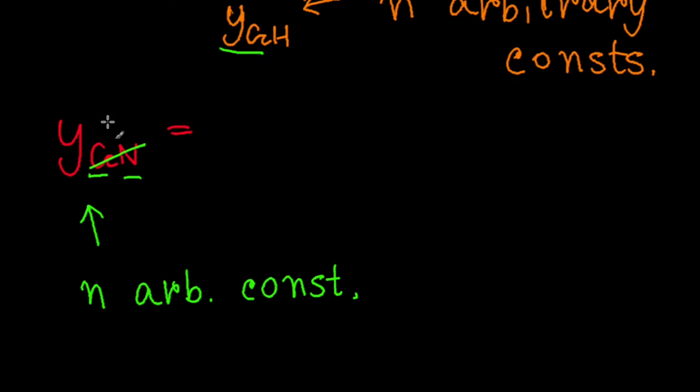Okay, let's forget about this. Let's call this another test solution. The way I'm going to form this is I'm going to add the general solution to my homogeneous differential equation with some non-homogeneous solution. I'll call that y sub p, okay, y sub p.